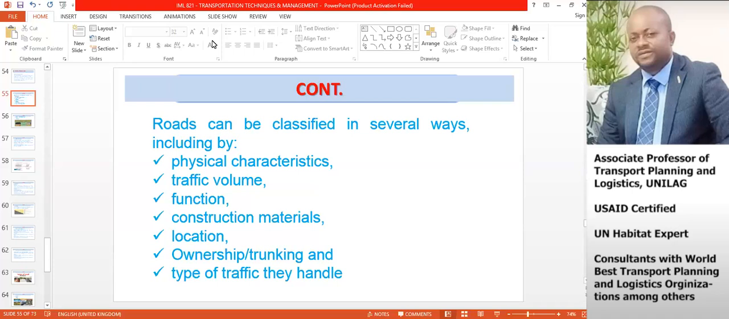Our emphasis on the first classification of road is the physical characteristics. Our emphasis on the second one is the traffic volume. That is what you should focus on. Our emphasis on the third one, the functional classification, should be your business. Our emphasis on construction, so that you will not say, why is this here? Focus on your business. When you are discussing construction material classification, emphasize the construction materials. If you are talking about location, focus on location. Let's go to physical characteristics.